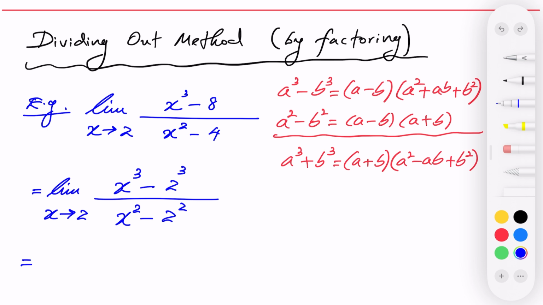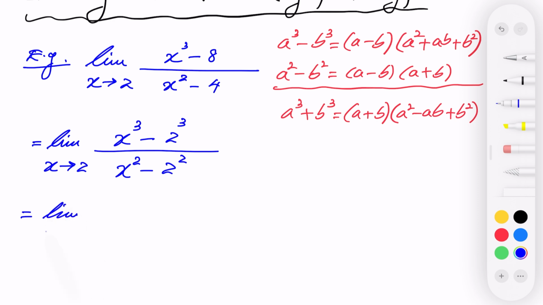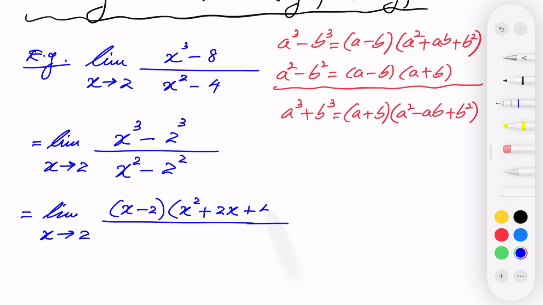All right, back to this problem. First, I will write down that limit x approaches 2. The numerator can be factored using a cubed minus b cubed factoring with a equals x and b equals 2. Therefore, the factors on the numerator should be equal to x minus 2 times x squared plus 2 times x plus 2 squared, which is 4. The denominator can be factored as x minus 2 times x plus 2.